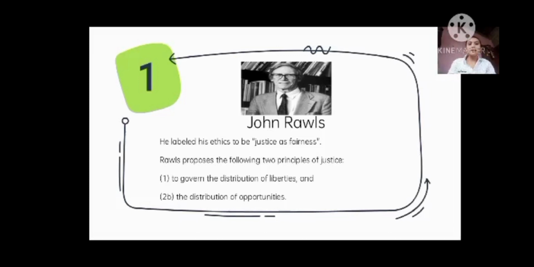Rawls proposes the following two principles of justice: to govern the distribution of liberties and the distribution of opportunities. He believes that humans would resolve the conflicts or problems in such a way that whoever was worse off would not be as bad off.